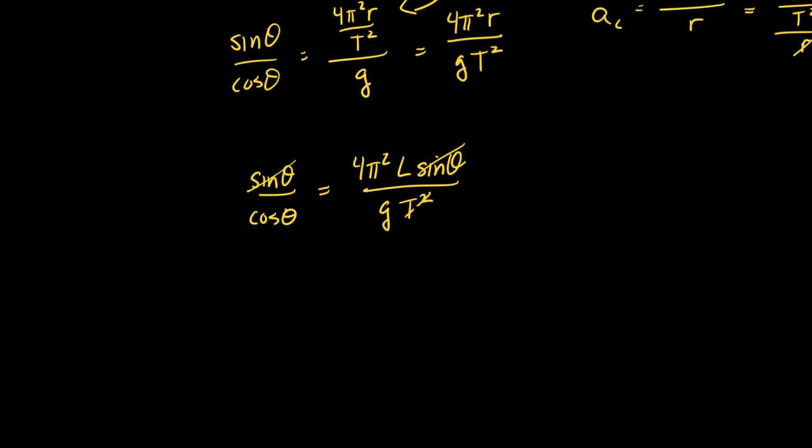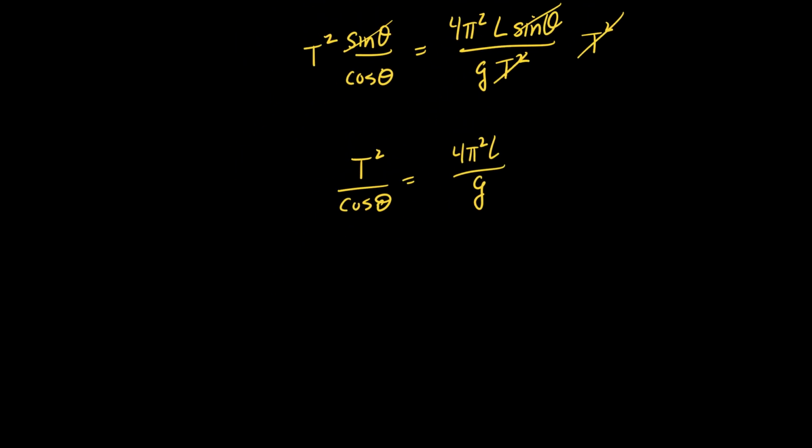And we want to solve this for the period, so you guys have methods of doing this. I'm going to multiply both sides by period squared. That'll get it to one side. Is that okay with you guys? So I'll multiply period squared on this side and period squared on that side. And that cancels it out over here. So I'll rewrite this as period squared over cosine theta equals 4 pi squared L over G. All good? I'm just going one step at a time.